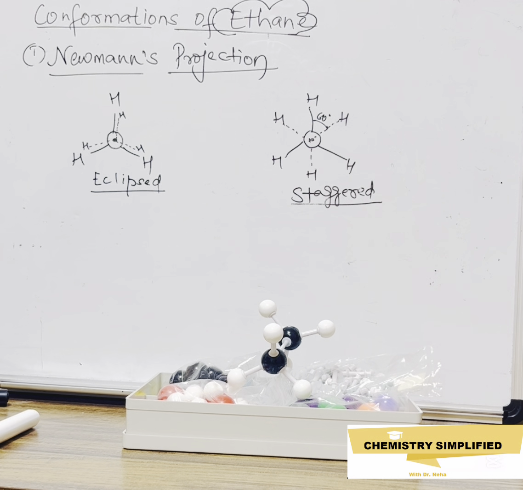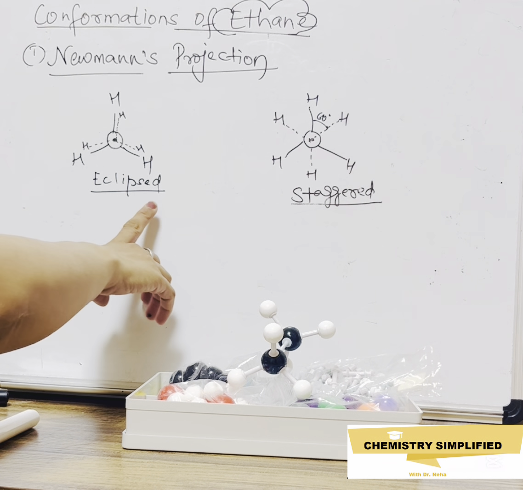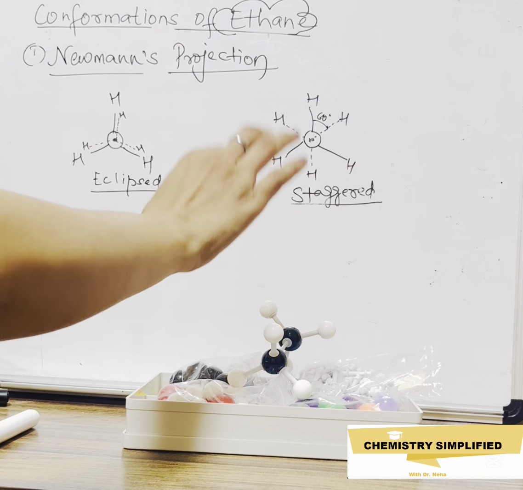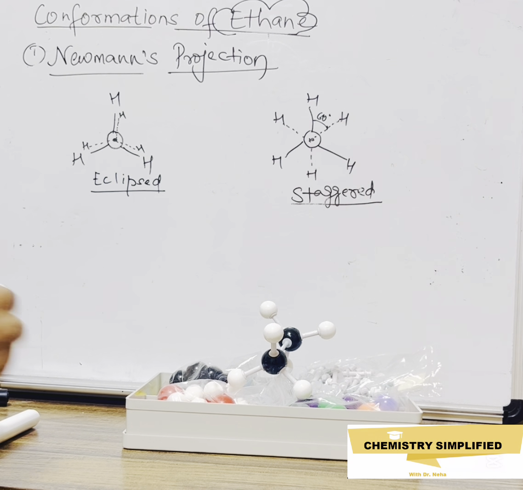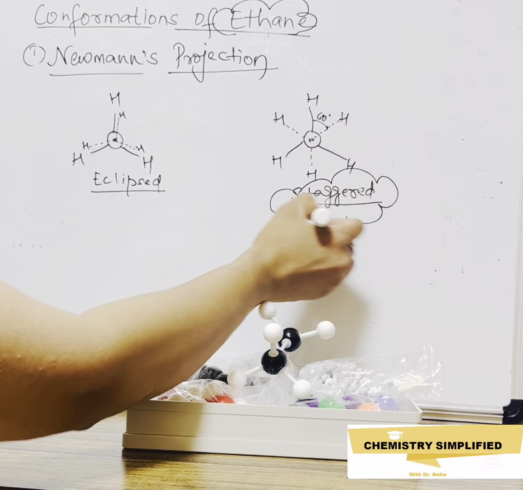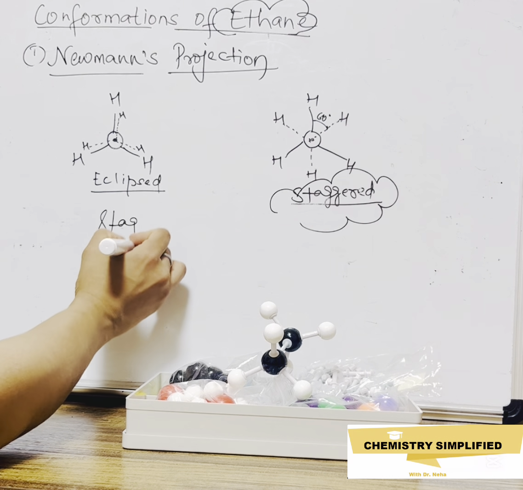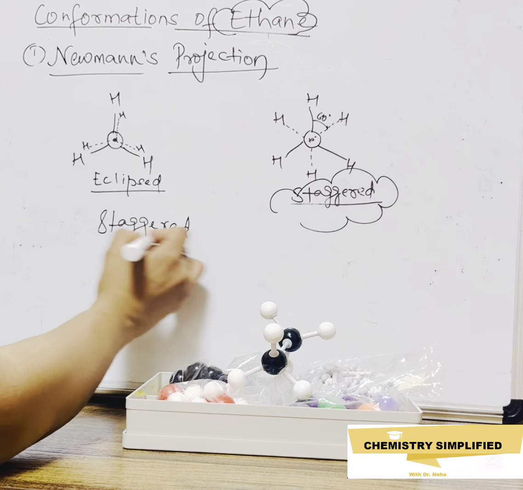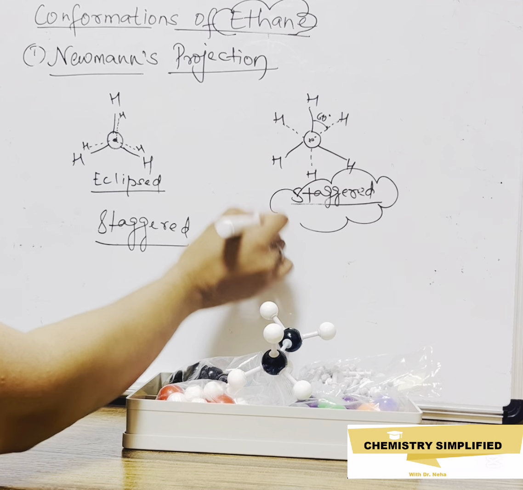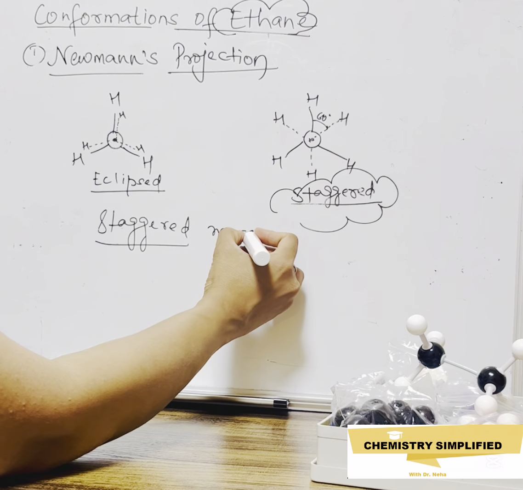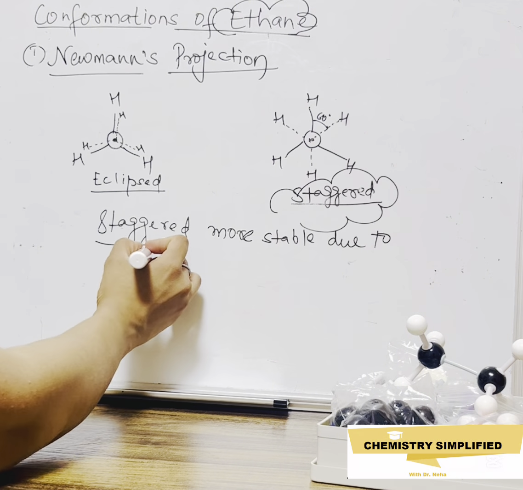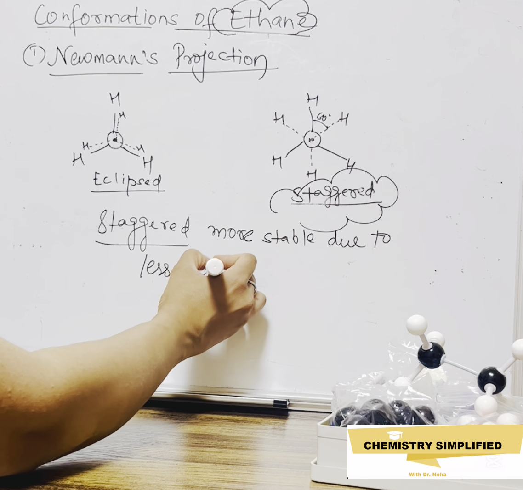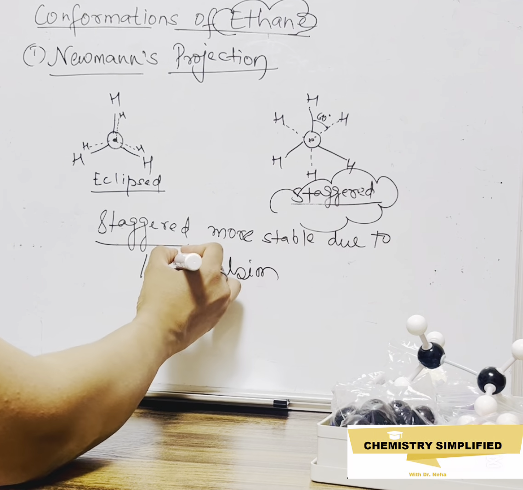Now, relative stability of the conformations. Out of these two, which one is stable? As I told you, out of eclipsed and staggered, staggered is the more stable. Why is staggered more stable? Staggered form is more stable due to less repulsion.